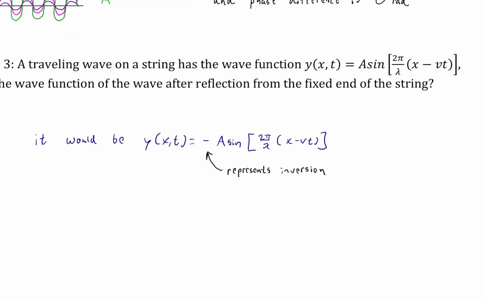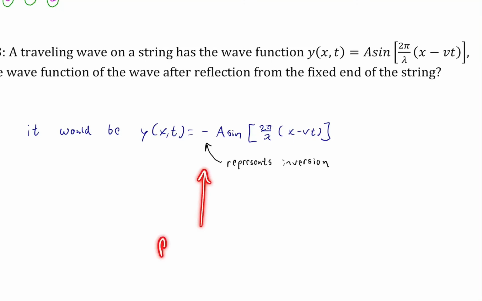The negative represents what phase change? A phase shift of, you guessed it, pi radians, because the reflected wave is exactly 1/2 repetition or 1/2 wavelength out of phase. So that negative is that exact opposite wave, which is what happens. That's what inversion is. Inversion is a specific term for reflection, but it's another term for a phase shift of pi radians.